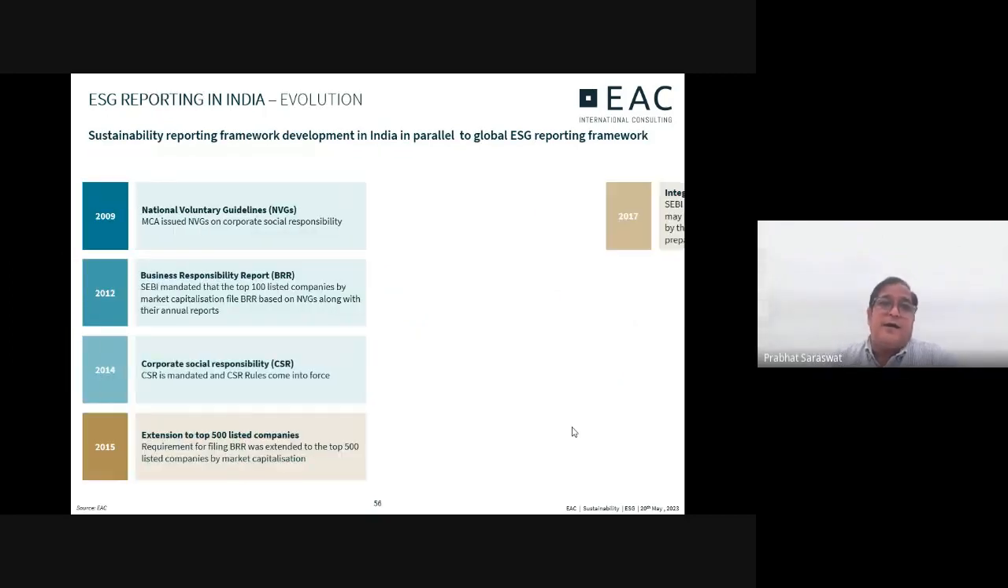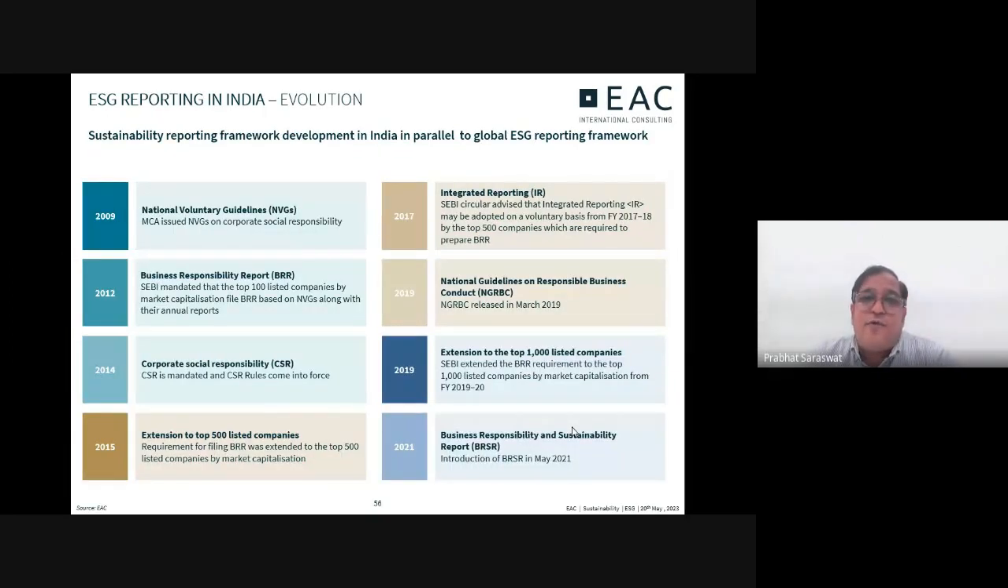So how has ESG reporting in India evolved? Earlier it was there, but not mandatory; it was on a voluntary basis. In 2009, national voluntary guidelines were issued by the MCA. Then in 2012, the BRR reporting was there in place of BRSR. SEBI mandated the top 100 listed companies by market capitalization, and they were filing BRR as a sustainability report.